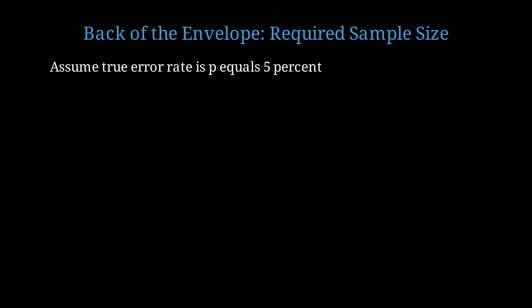Let's do a back-of-the-envelope calculation. How many test problems do we need to reliably estimate our AI system's error rate? Assume the true error rate is p equals 5%. We want to estimate this within plus or minus 2% with 95% confidence. The required sample size formula is n equals z squared times p times 1 minus p divided by e squared. This is the standard sample size formula for proportion estimation.